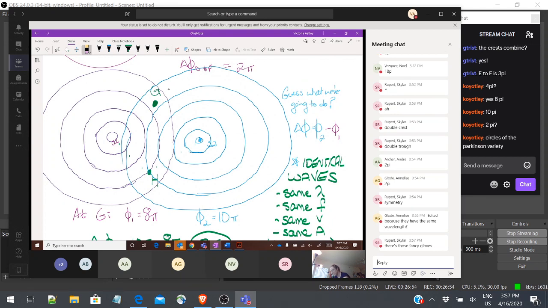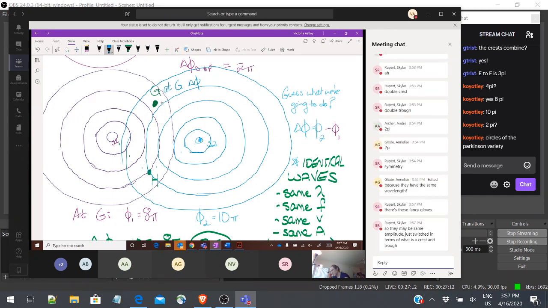So now at G, my delta phi is still, right? So this is going to be like pi, 3 pi, 5 pi, 7 pi, 8 pi, 5, 3 pi, 5 pi, 7 pi, 9 pi, 10 pi. Still a 2 pi phase difference, but now it's a double trough. Right? Over here, this is still a 2 pi phase difference. Now it's a double crest.